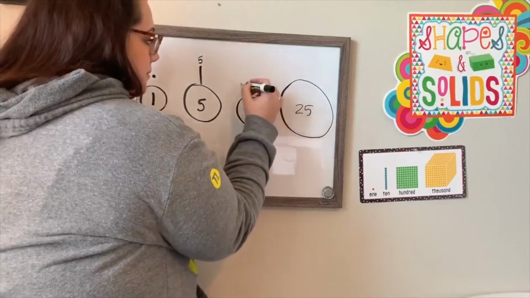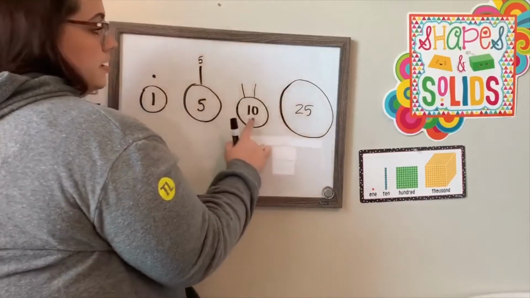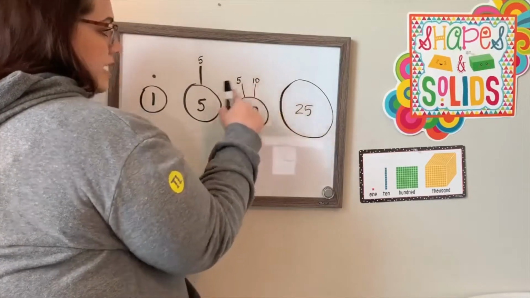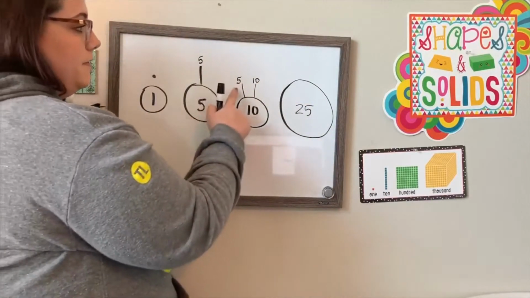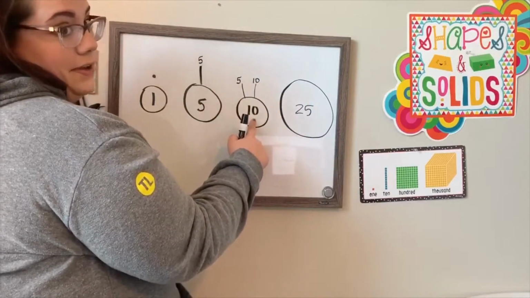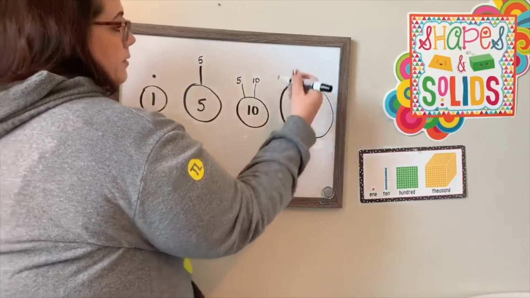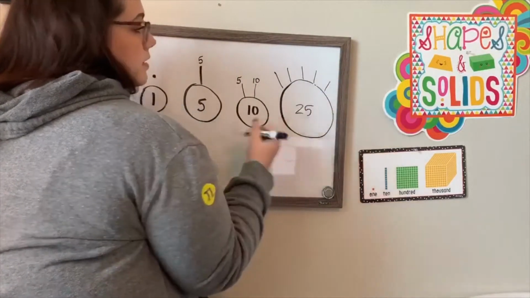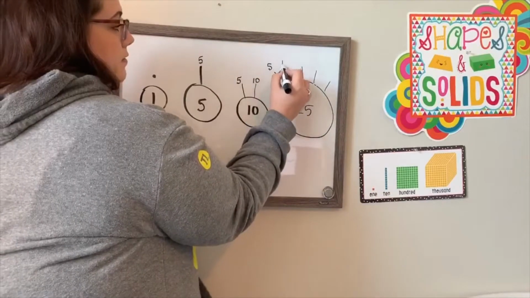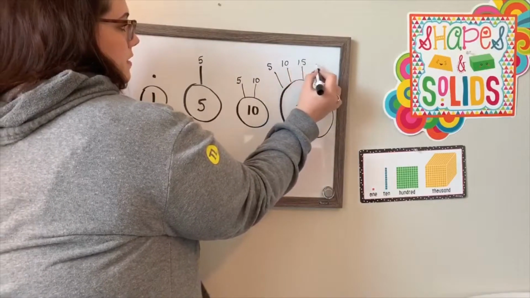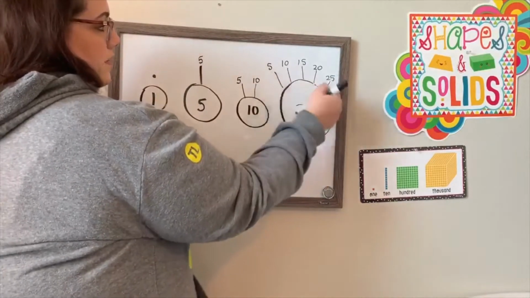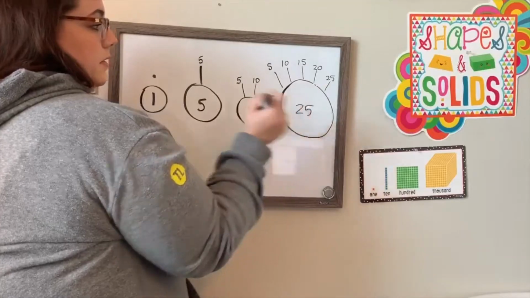Now a dime, because it's 10, would get 2 hairs. So it would be 5, 10, because we're going to count by 5s. 5, 10, 10 is the value of the coin. Now for quarters, they have lots of hair. They have 5 hairs. So it would be 5, 10, 15, 20, 25. 25 with the hairs, 25 is the value.